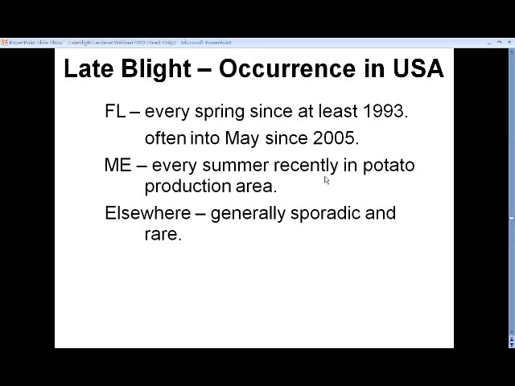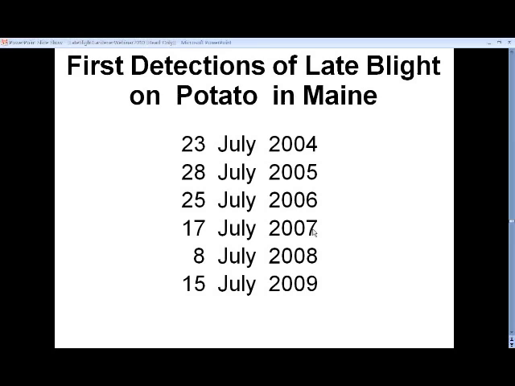In Maine, we've had late blight occurring every summer recently in the major potato production area, which is the northern part of Maine, and also into Canada. And that's because of the pathogen being able to survive on potato tubers. Elsewhere, late blight has been pretty sporadic, and it's been pretty rare, thank goodness.